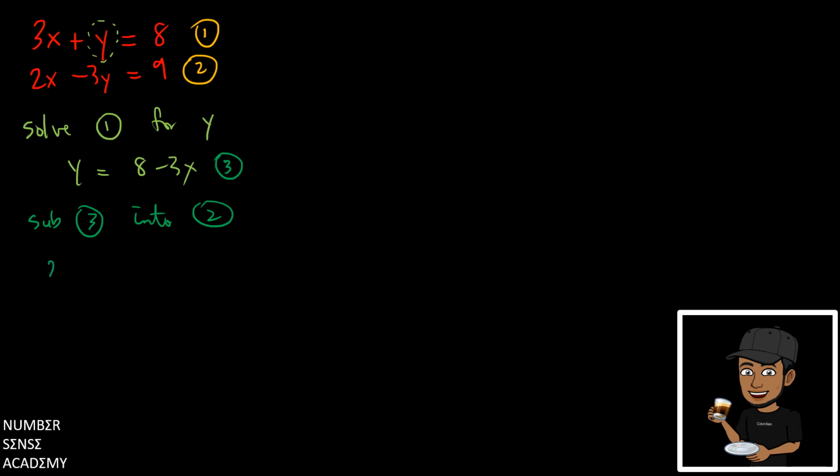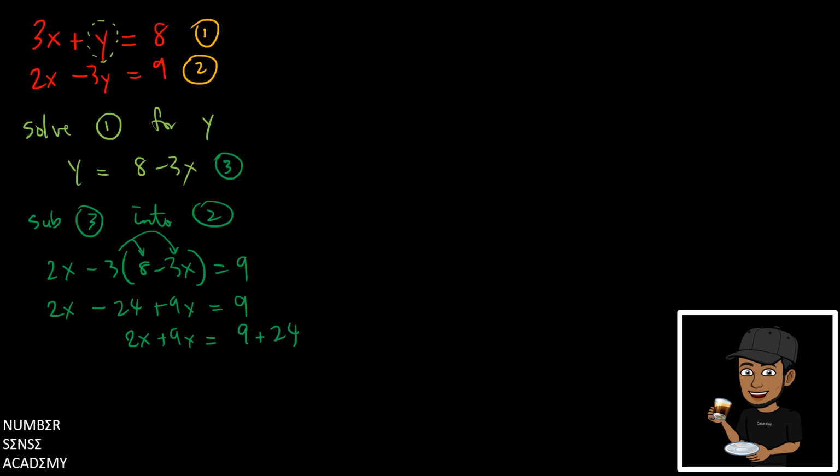So now I have 2x minus 3 times 8 minus 3x equals 9. Then I'm going to run through this and solve. So I have 2x minus 3 times 8, which is minus 24, minus 3 times minus 3x is plus 9x equals 9. I'm going to bring all my variables together. I have 2x plus 9x equals 9 plus 24. 2x plus 9x is 11x. 9 plus 24 is 33. Divide both sides by 11, I get x equals 3.